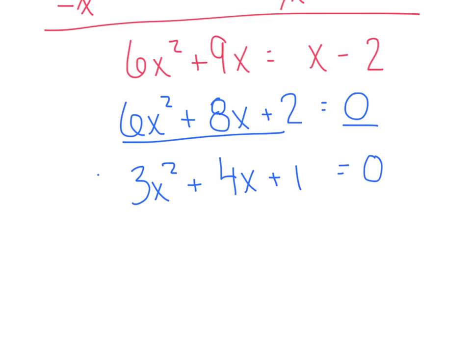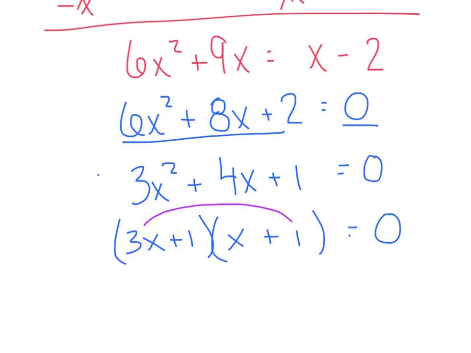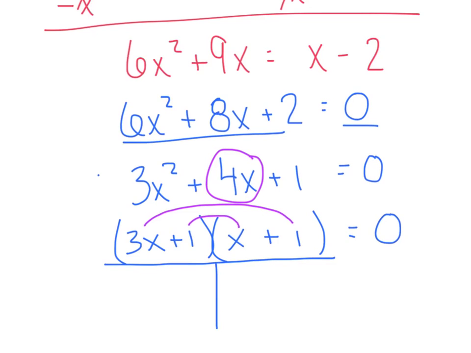0 divided by anything is 0. Now hopefully, keep our fingers crossed, it factors using some guess and check. I know it's 3x times x because 3 is prime. Multiples of 1, I need a positive 1 here, positive 1 there. If I check it, 3x plus 1x does equal 4x, so I'm good to go. Let's go ahead and tee this one up. I'm going to go nice and slow.